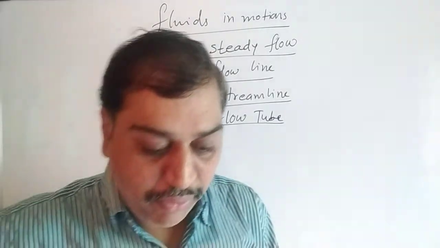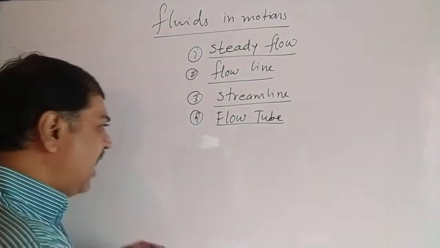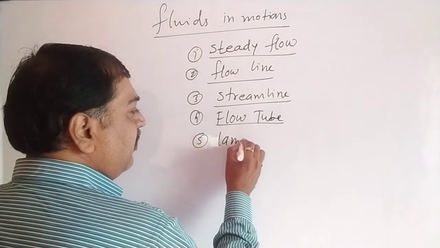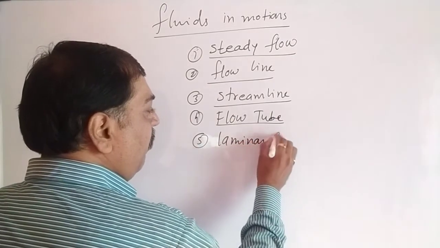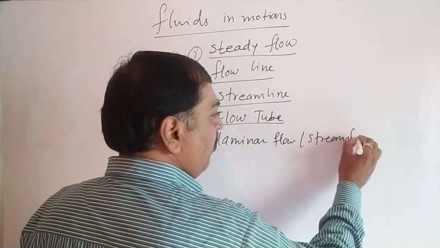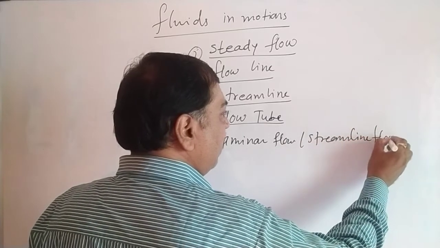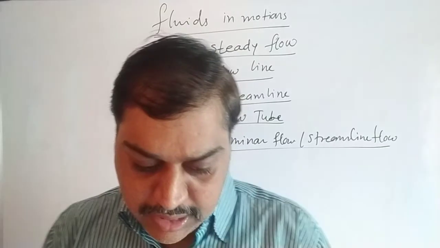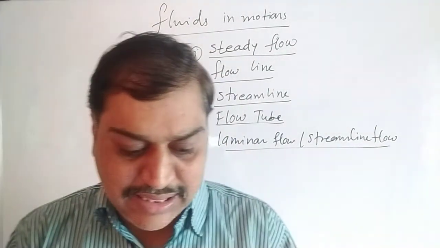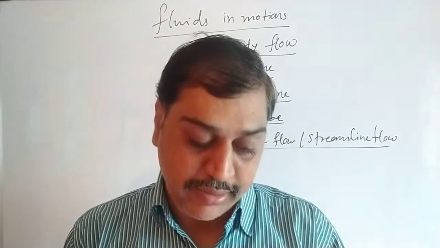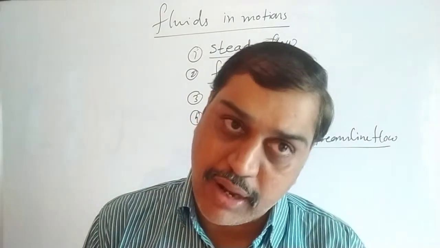Let's go to laminar flow and streamline flow. Next one, laminar flow or streamline flow. What exactly is this? These are another thing that we have to learn. It is a steady flow in which adjacent layers of fluid move smoothly over each other. Laminar flow or streamline flow are nothing but what?